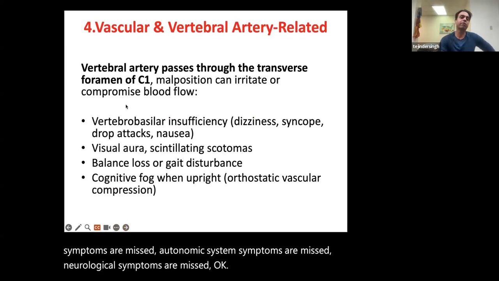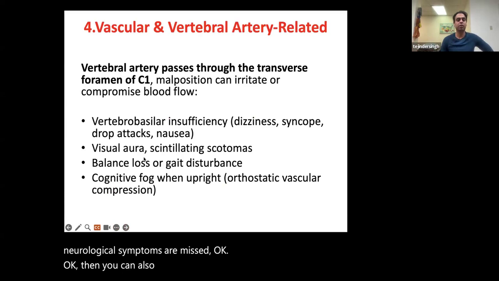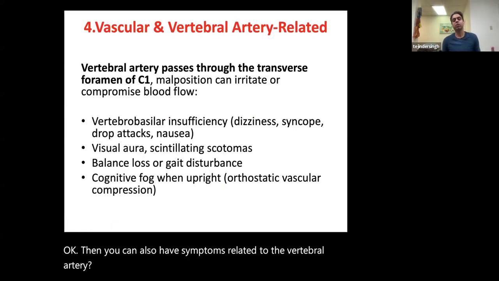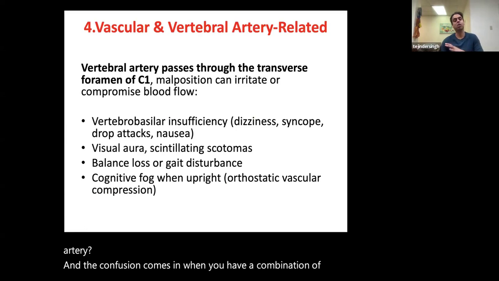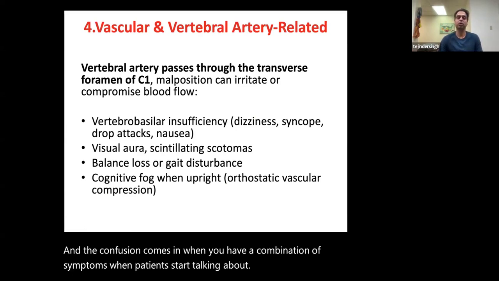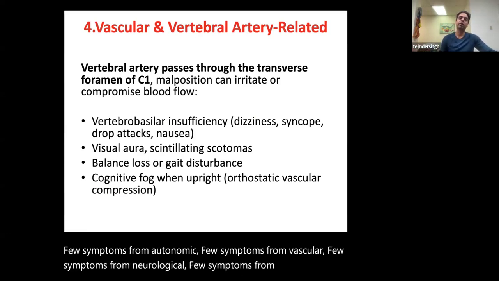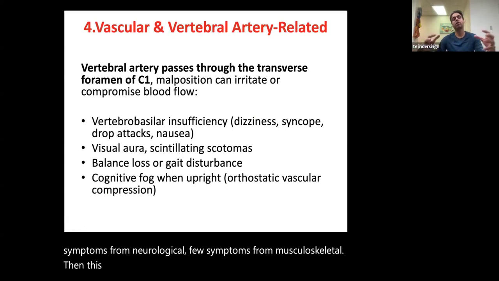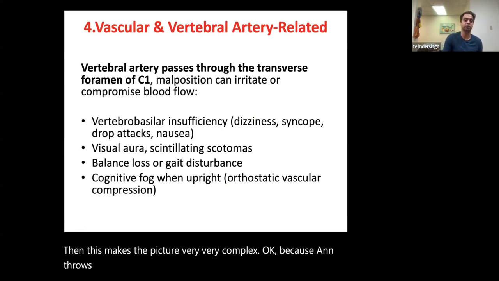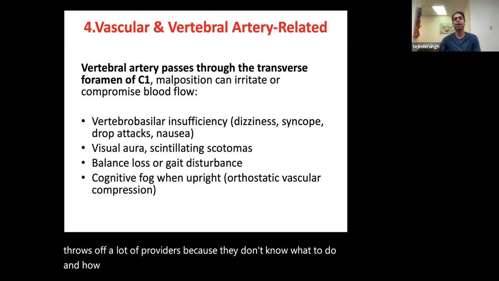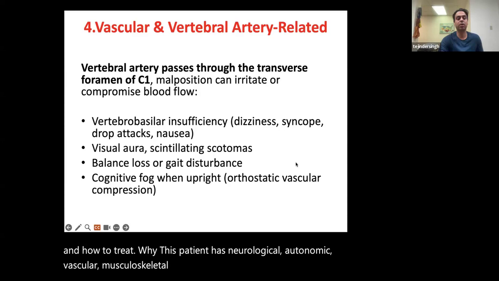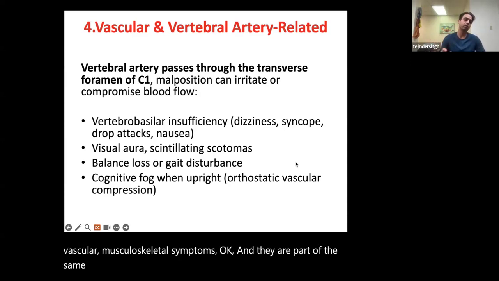Then you can also have symptoms related to the vertebral artery. And the confusion comes in when you have combination of symptoms. When patients start talking about few symptoms from autonomic, few symptoms from vascular, few symptoms from neurological, few symptoms from musculoskeletal, then this makes the picture very, very complex. Because it throws off a lot of providers because they don't know what to do and how to treat, why this patient has neurological, autonomic, vascular, musculoskeletal symptoms. And they are part of the same puzzle. You have to understand the biomechanics of this.